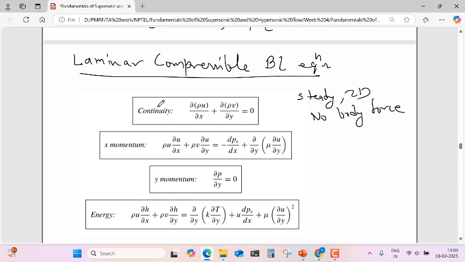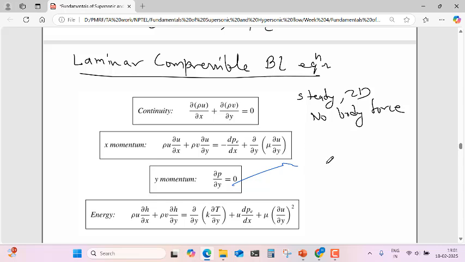Continuity equation is given by ∂u/∂x plus ∂v/∂y equal to 0. X momentum is given by rho u ∂u/∂x plus rho v ∂u/∂y equal to minus dp/dx plus ∂/∂y of mu ∂u/∂y. Y momentum is given by ∂p/∂y equal to 0.